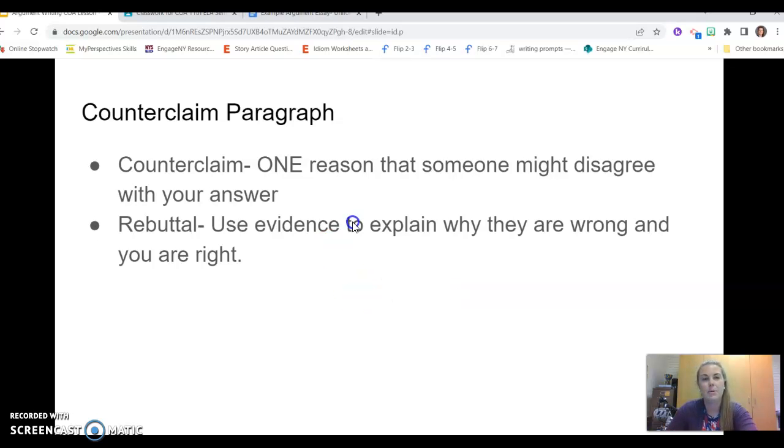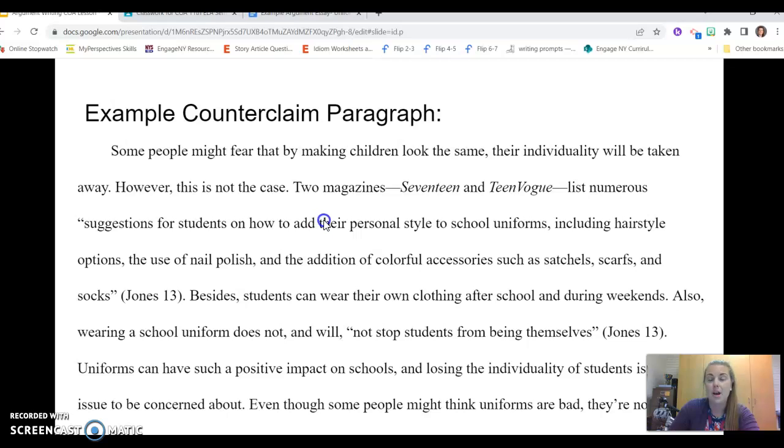So let's look at an example. Remember, I'm arguing that schools should require uniforms. So my counterclaim: some people might fear that by making children look the same, their individuality will be taken away. Okay, so that's why some people might not want uniforms. Now, I'm not going to switch sides. I'm not going to say, yeah, that's a good point, they're also right. No, okay, I'm going to use evidence to crush that idea.